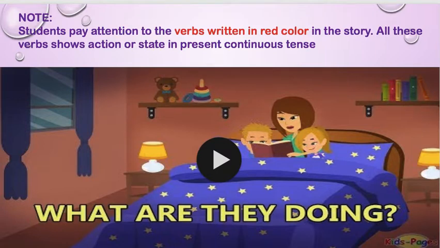Now, again here there is one more video which I want you to see, and pay attention to the verbs written in red color in the story. All these verbs show action or state in present continuous tense. Okay, students, so down there will be sentences, and the words which are highlighted with red color will be in present continuous tense. Now let us see the video.